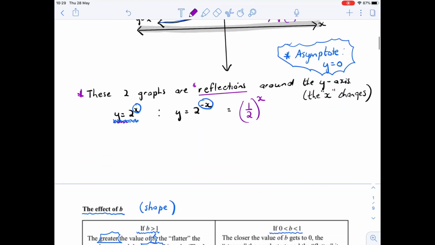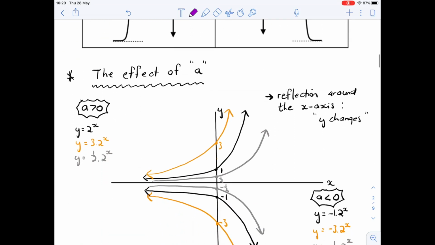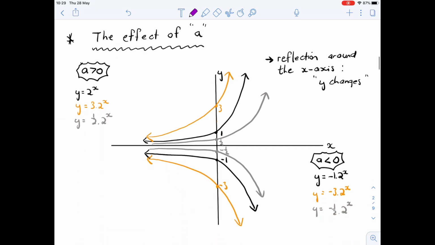So if we go back now to the effect of A, let's have a look. I've drawn 3 graphs here. The first one is y equals 2 to the x, the one we've just drawn earlier. It's this black one here, y equals 2 to the x.